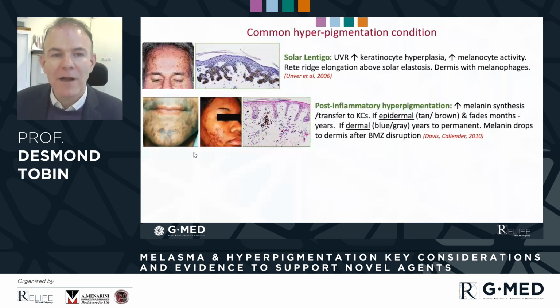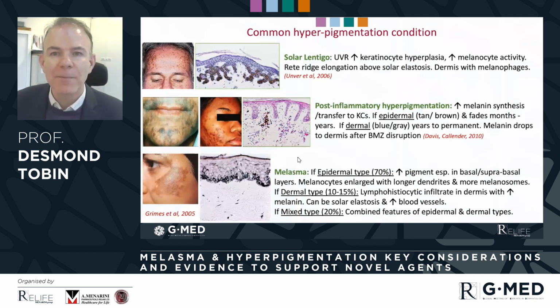Another type of common hyperpigmentation is post-inflammatory hyperpigmentation, where we get, again, an increase in melanocyte activity, not typically melanocyte number, but more melanin produced and transferred to the keratinocytes. If this melanin stays within the epidermis, we tend to have a brownish or tannish color in terms of the post-inflammatory hyperpigmentation, and this will usually fade in time. If the melanin moves into the dermis, it takes on a more bluish or gray appearance, as you can see here, and this melanin is much harder to shift and may take years to be lost.